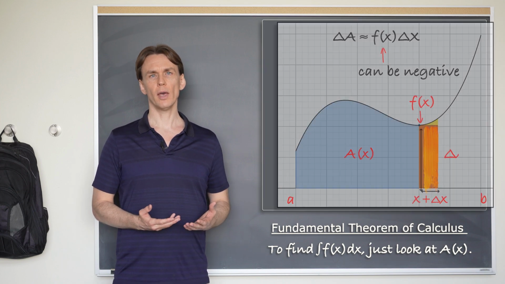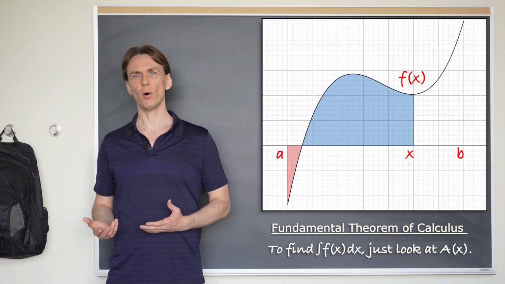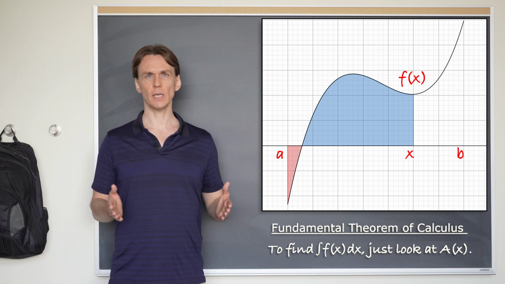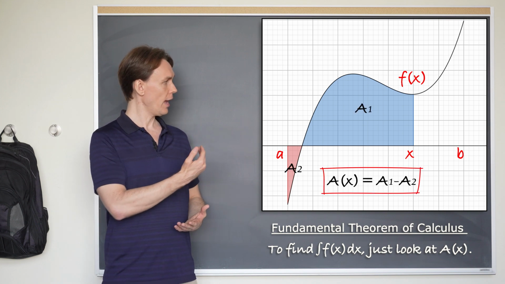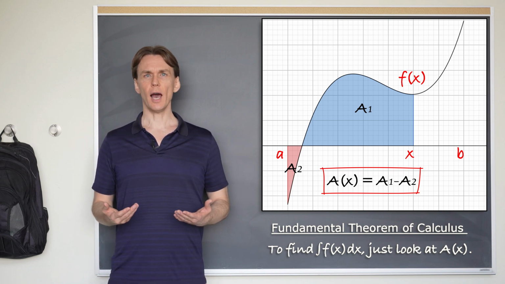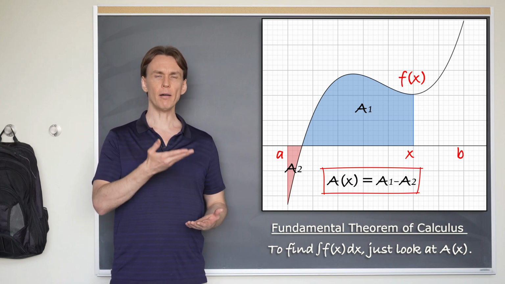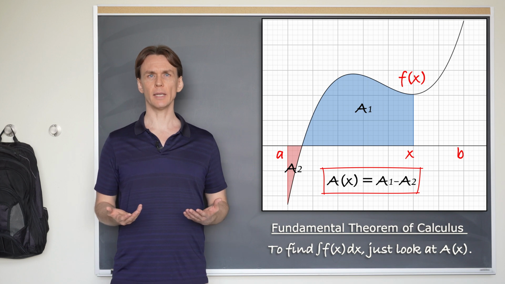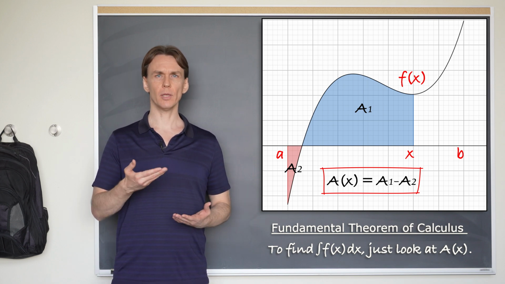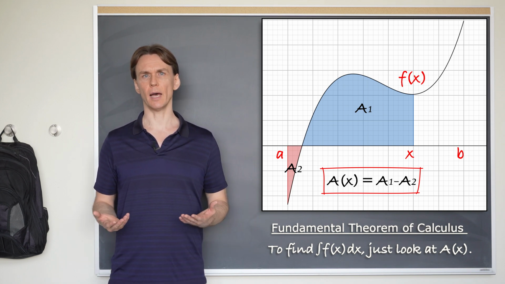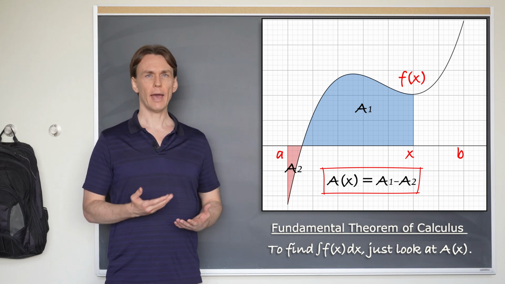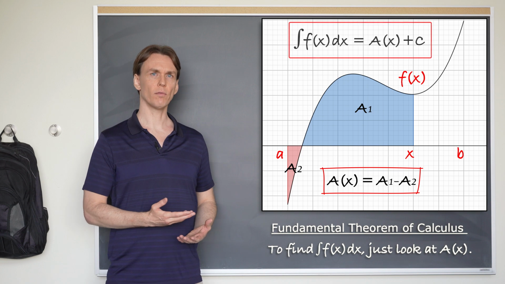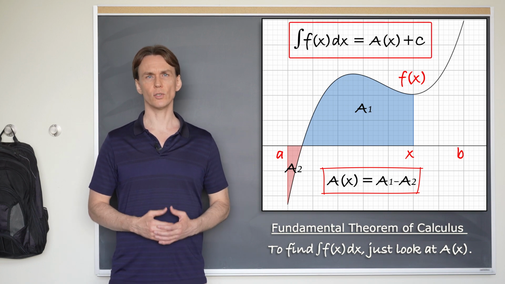And so, if our function can be both positive and negative on this interval AB, then this area function A of x actually counts the part of the area above the x-axis with the plus sign and the part of the area below the x-axis with the minus sign. And so if you keep this in mind, everything else in the statement of the fundamental theorem of calculus is the same.